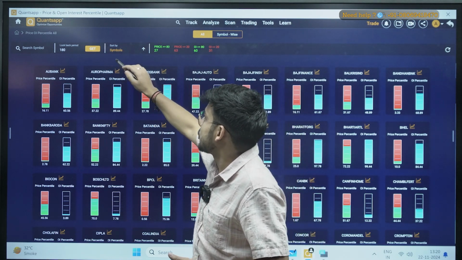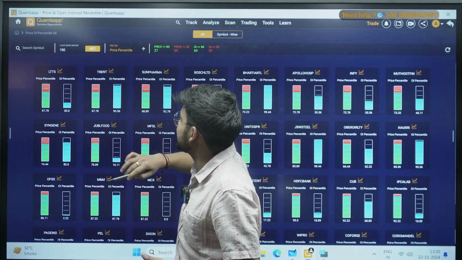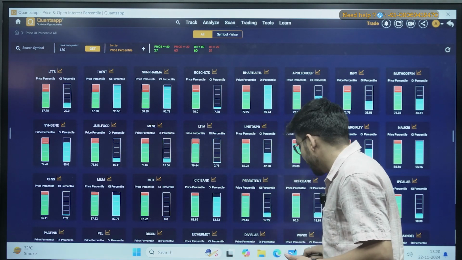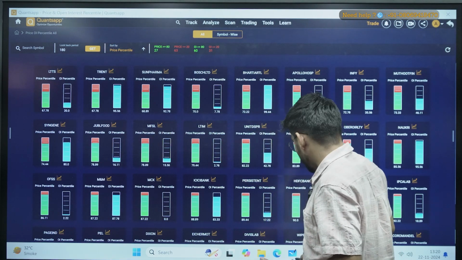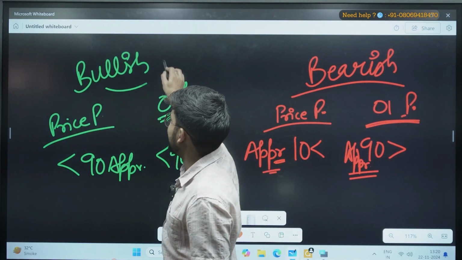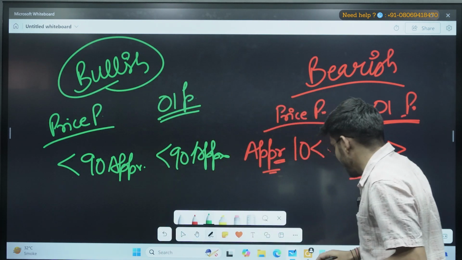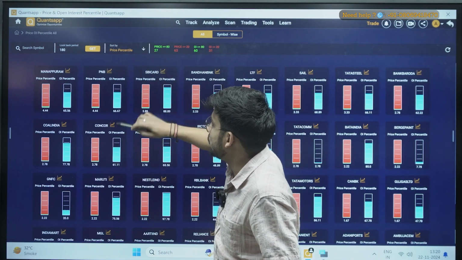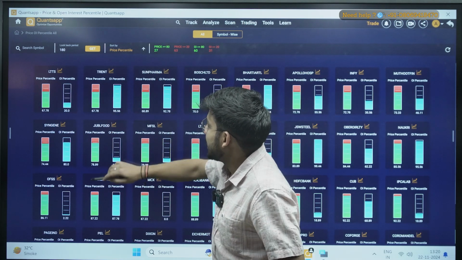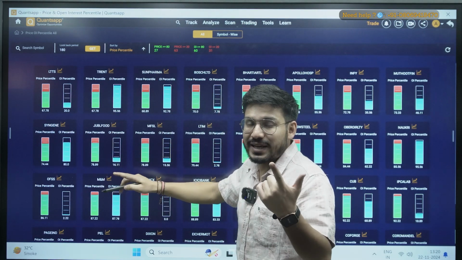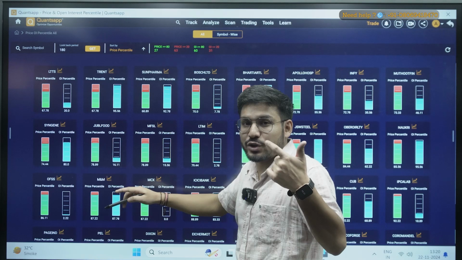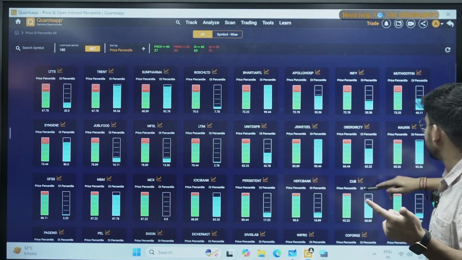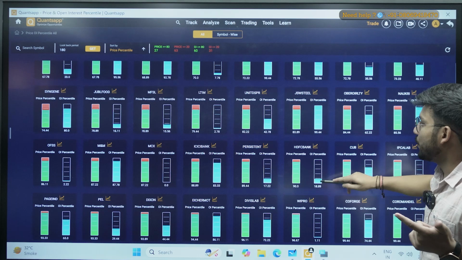So let me sort this out with the help of price percentile. If I'm making my view, first of all we will go with the bullish one. So let's cover the bullish one first. When I'm going for the bullish one, you can see here I want the price percentile to be greater than 90. At the same time, I want the OI percentile to be greater than 90, right? So let's see which stocks meet those conditions.